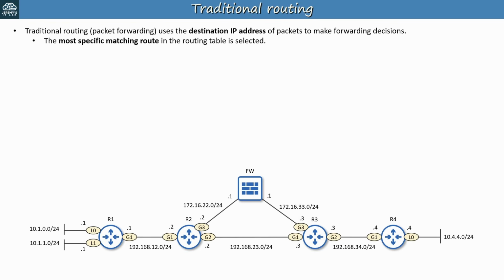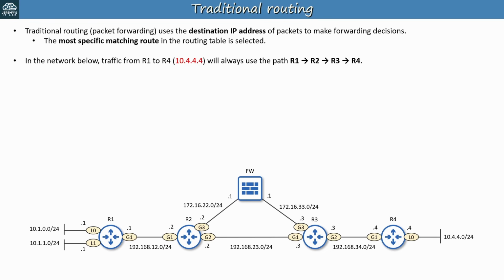Here's the simple network we'll use in this video. We have 4 routers and a firewall, all using OSPF to share routing information with each other. Using that information, each router calculates its best routes to each destination and builds its routing table. For this demonstration, we'll be looking at how packets travel from R1 on the left to R4 on the right.